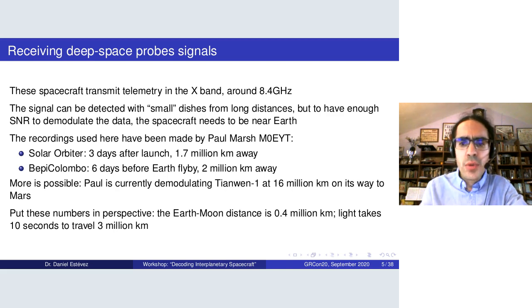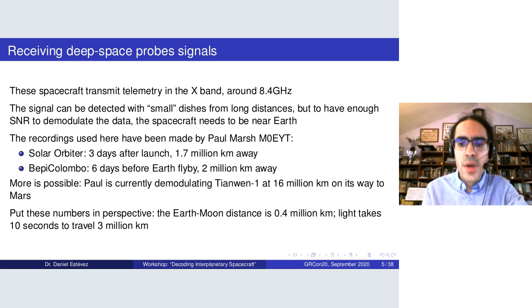But if we want to demodulate the data, then the spacecraft needs to be quite close to Earth. Keep in mind that these spacecraft are usually received with dishes of 34 or 70 meters. And the recordings we have here are either taken shortly after launch in the case of Solar Orbiter, or around the Earth flyby in the case of Bepi Colombo. But actually more than this is possible.